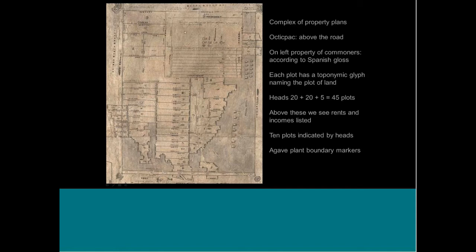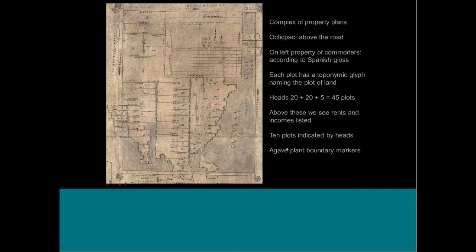We're not really sure exactly where this piece of property and where any of these are today. Nothing on the map can really be located precisely. There is an Oztoticpac that does exist today outside of Mexico City, but no one can really claim for sure where these particular pieces of property are. All we know is it's this complex of property plans and that we have this above the road.